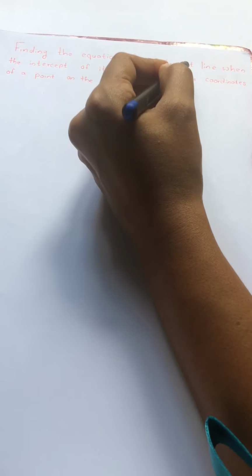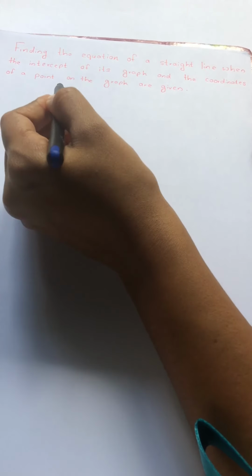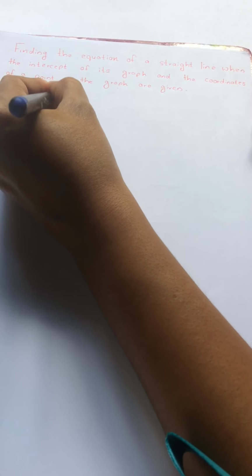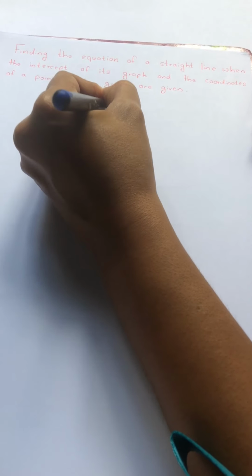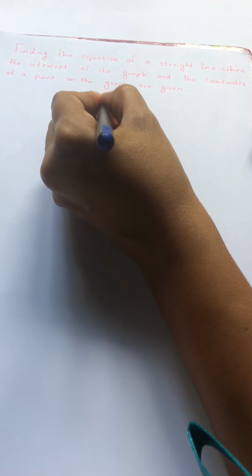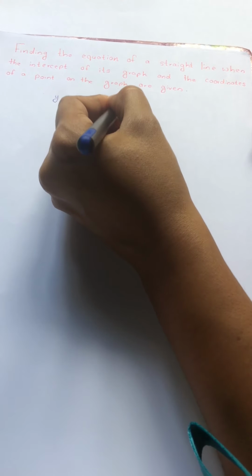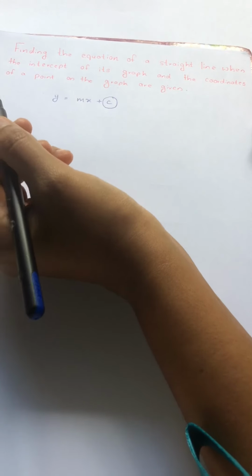In this video, we are going to find the equation of a straight line. Under that, we are going to first find the equation of a straight line when the intercept of its graph and the coordinates of a point on the graph are given. So, our graph is in the form of y equals mx plus c, and they are giving us the intercept. That means they give us the value of c and another coordinates of a point on the graph.